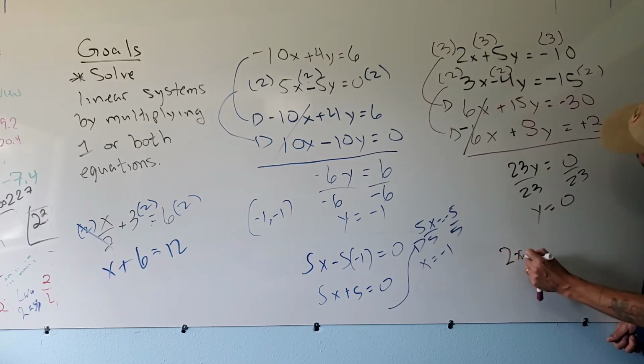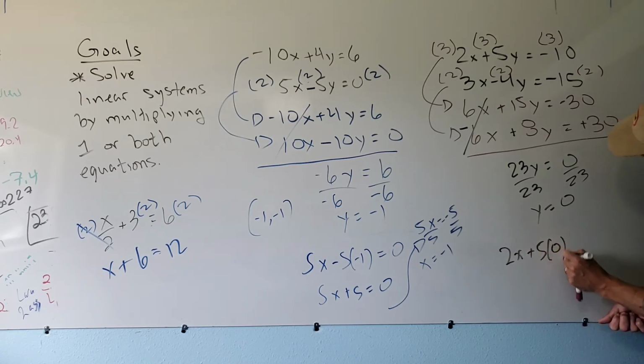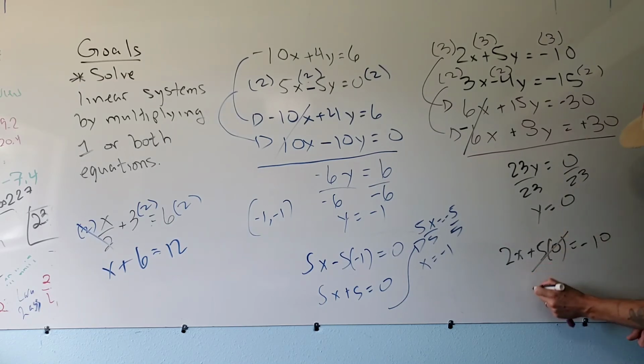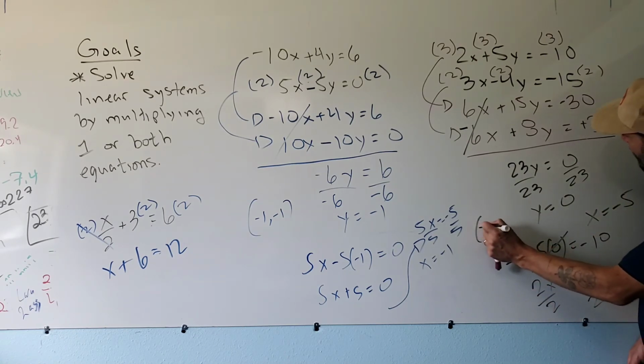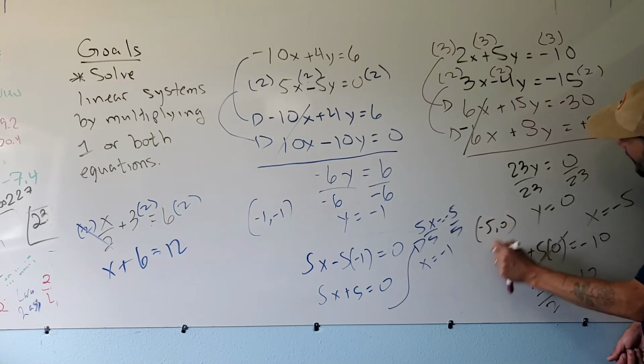So I get 2x plus 5, I'm going to plug in my 0 for my y, and that's equal to -10. That goes away. 2x equals -10. Divide out the 2, and my x is equal to -5. So the point where my lines cross is -5, comma 0.